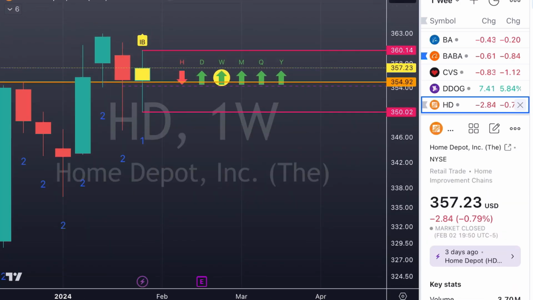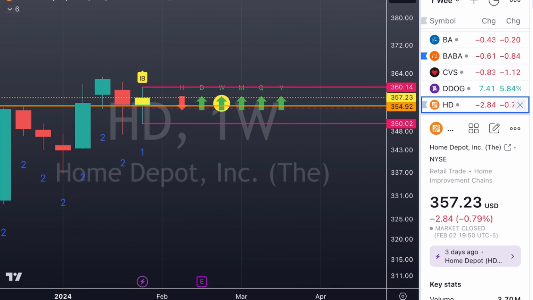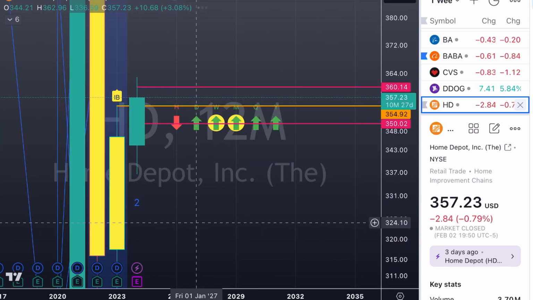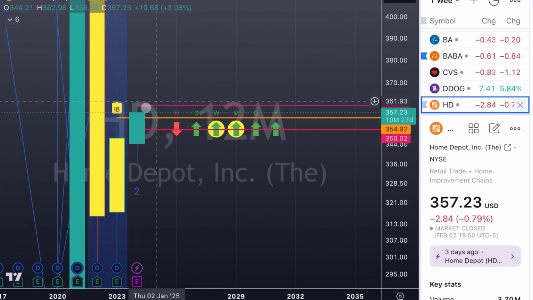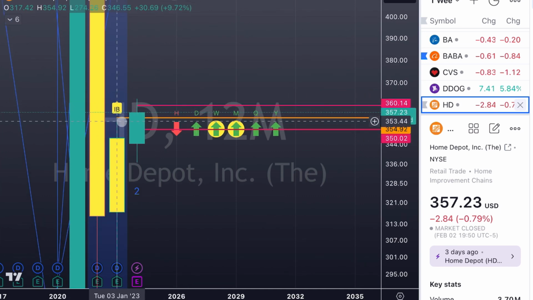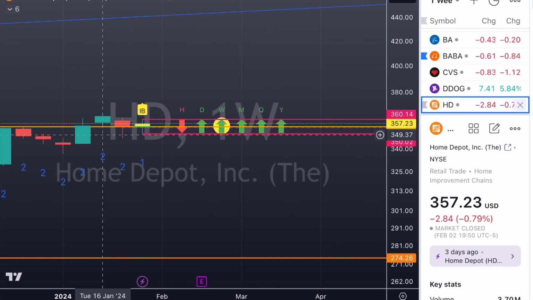Home Depot. There's an inside bar on HD. We can look for calls at 360.14, puts at 350.02. And that orange line that you saw, that's our trigger. We've gone 2 up on the year on Home Depot off of this double inside bar. Okay, so we're 2 up on the year already.